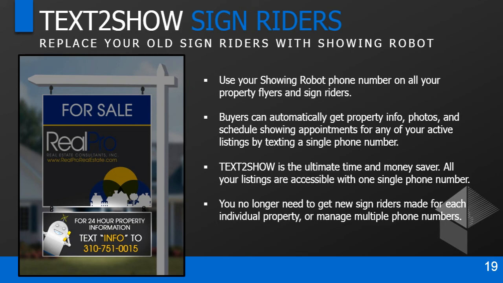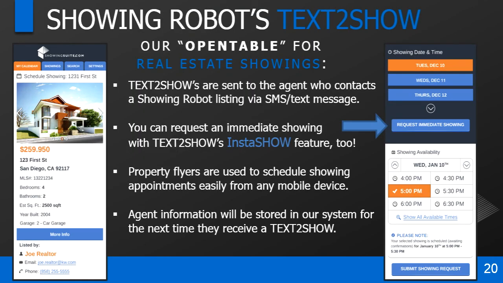When an agent or a prospective buyer texts in for information, what they'll get back is this guy over here on the left, which is a mobile optimized property flyer. With this property flyer, they can search your entire inventory of active listings, and then be taken to this mobile optimized interactive calendar where they can check out available days and showing times, and request showings right from their smartphone. We also know that a lot of lead generation happens right there at the curb. So you can use the InstaShow feature, and buyers or prospective buyers who are right in front of the house with their agent can request an immediate showing if that's something they want to do.